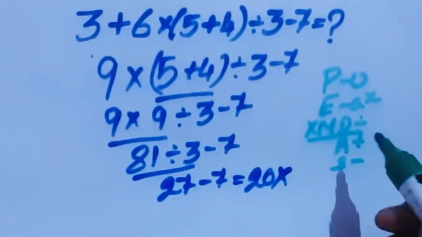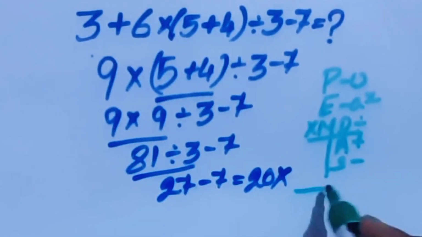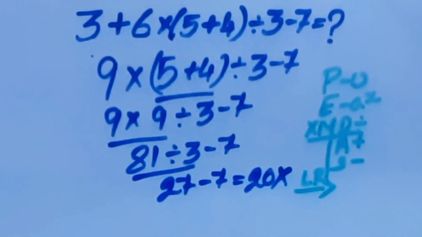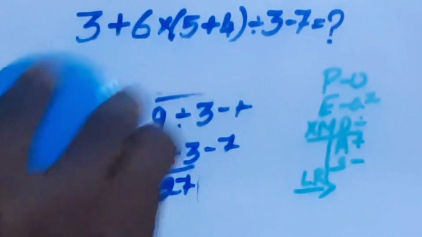Here multiplication and division are equal priority. Also addition and subtraction are equal priority. For equal priority, we are going to introduce another rule called left to right in the problem. Now we are going to solve this problem the correct way by using the order of operations PEMDAS.